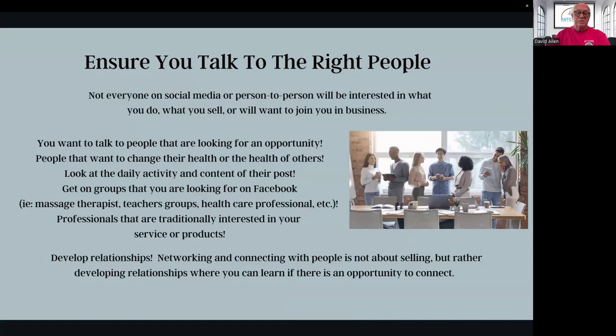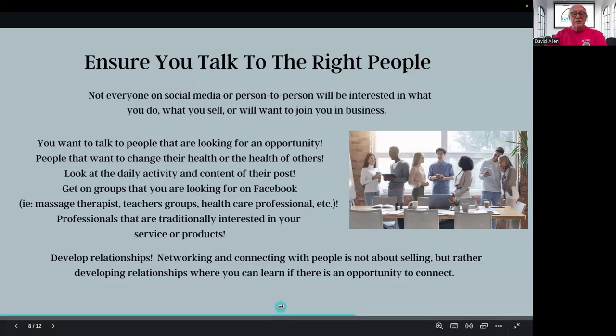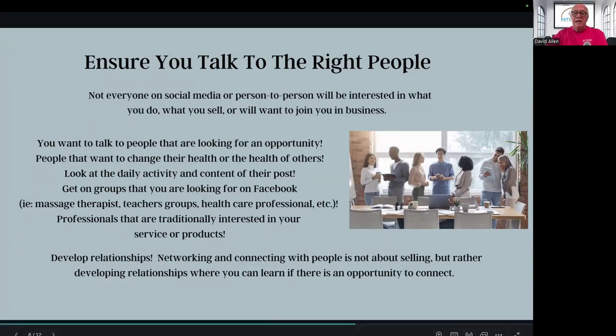Develop relationships. Again, there it is. Develop relationships. Networking and connecting with people is not about selling, but rather about developing relationships where you can learn if there's an opportunity to connect.